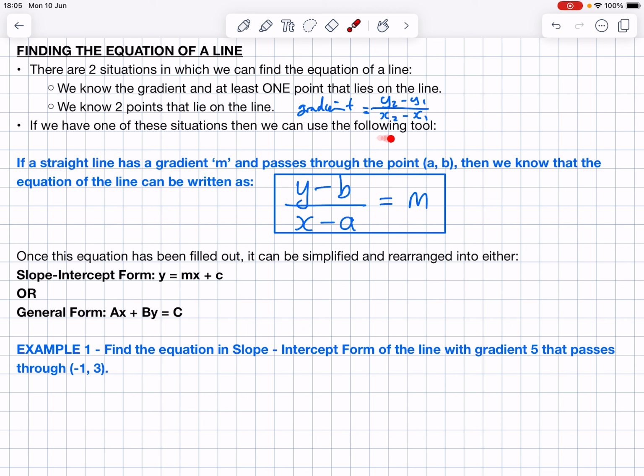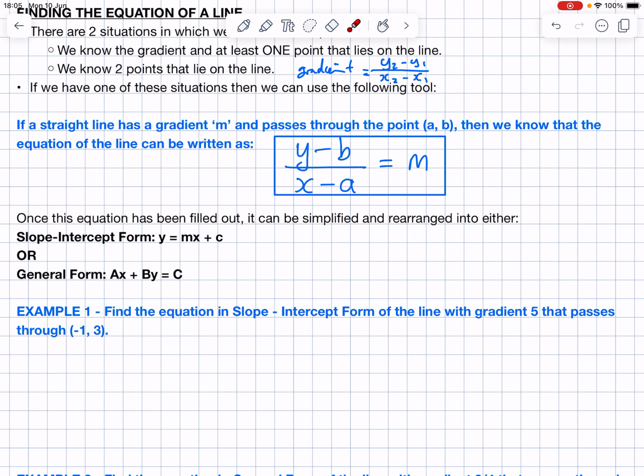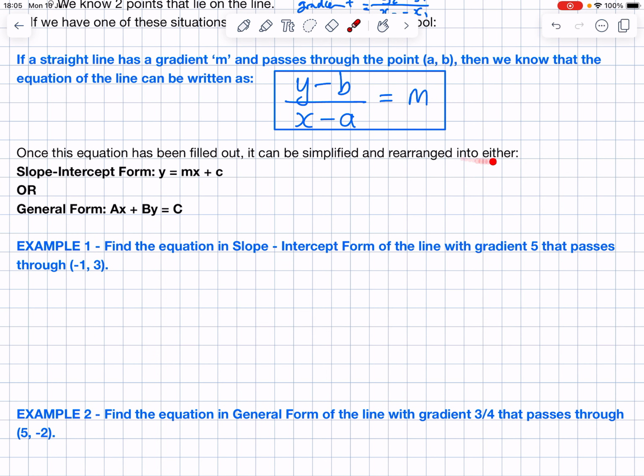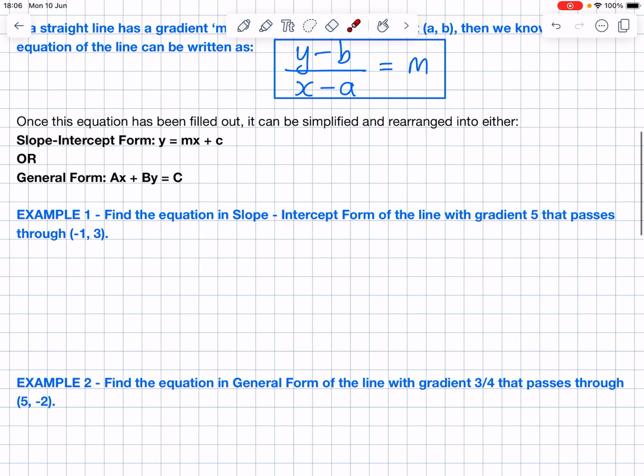So if we have one of these situations, we can use the following tool, which you should definitely have on your cheat sheet. If a straight line has gradient m and passes through the point (a, b), then we know that the equation of the line can be written as this. So it's literally fill in the blanks. And the blanks are going to be the gradient that you're supposed to know, or you can find using this, and one of the points. Once you've got this equation filled out, I can simplify and rearrange it into either slope-intercept form, y is equal to mx plus c, or general form, ax plus by is equal to c. So let's do some examples.